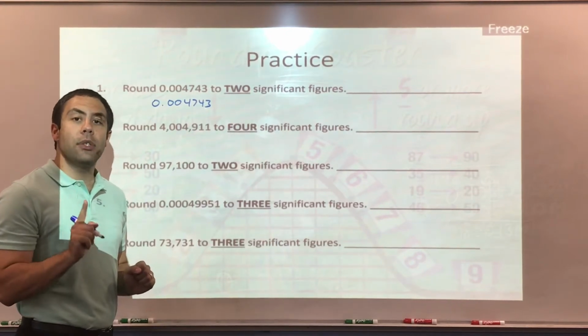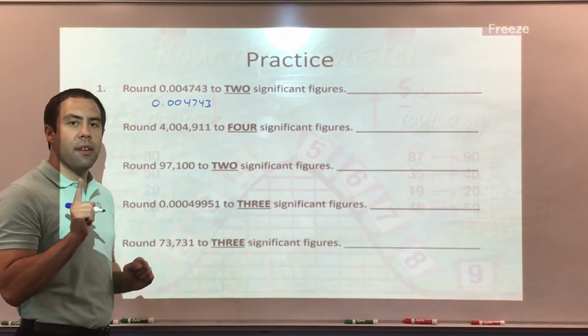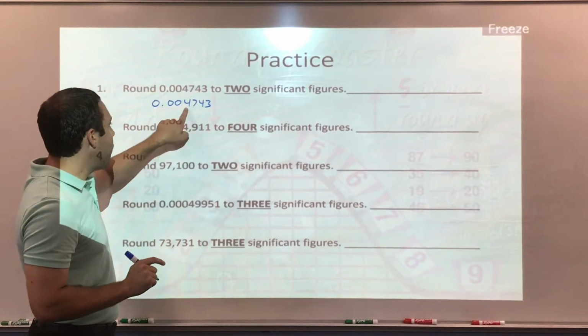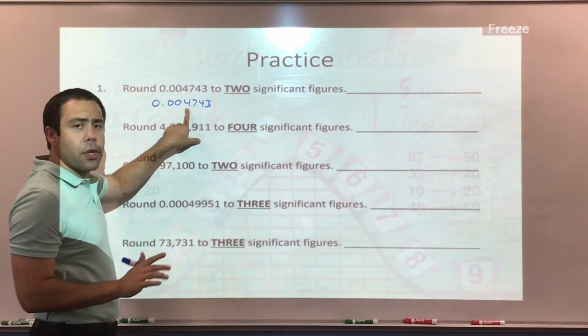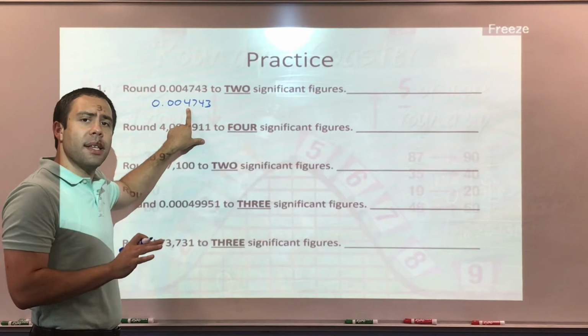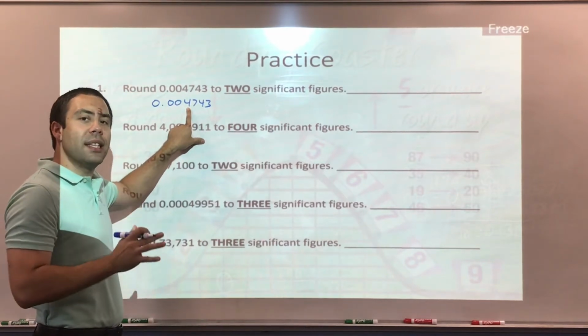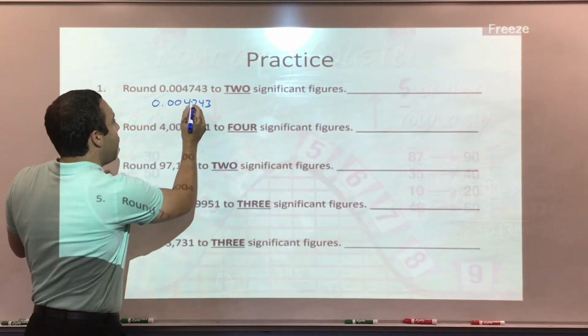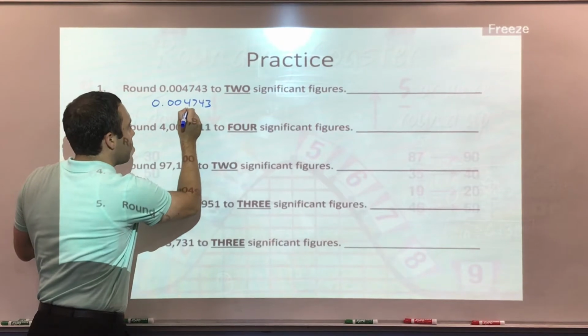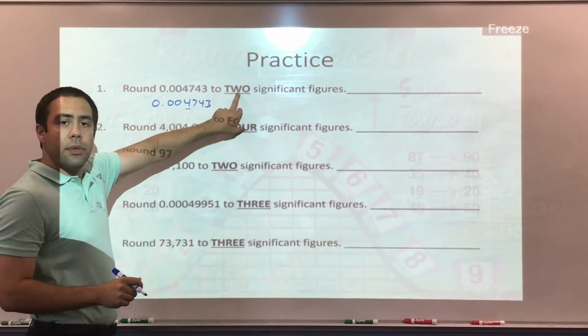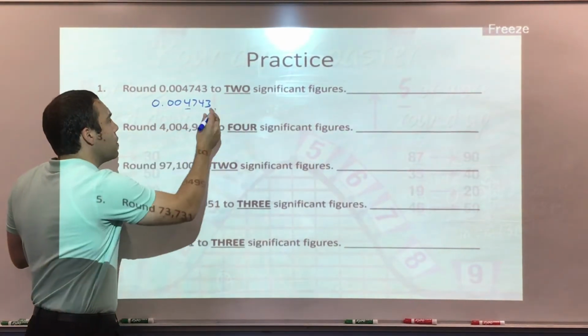Then we go to the first significant figure, which is the 4. These 3 zeros are just placeholder zeros. They are not significant. So we go to the first non-zero number. In this case it is 4, and we underline it. And we underline 2 times, because we have to round to 2 significant figures.